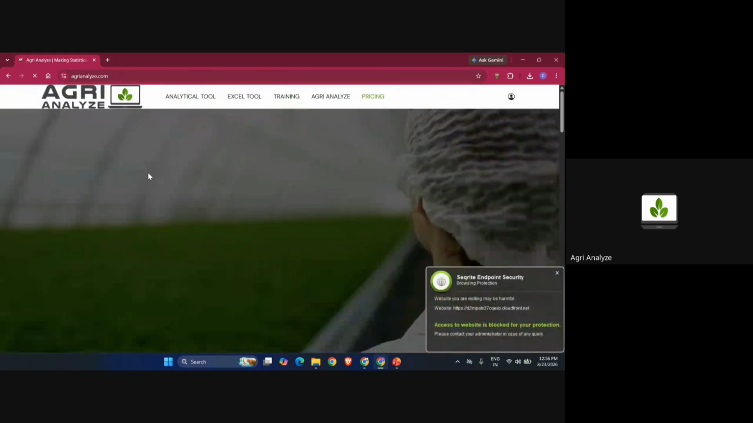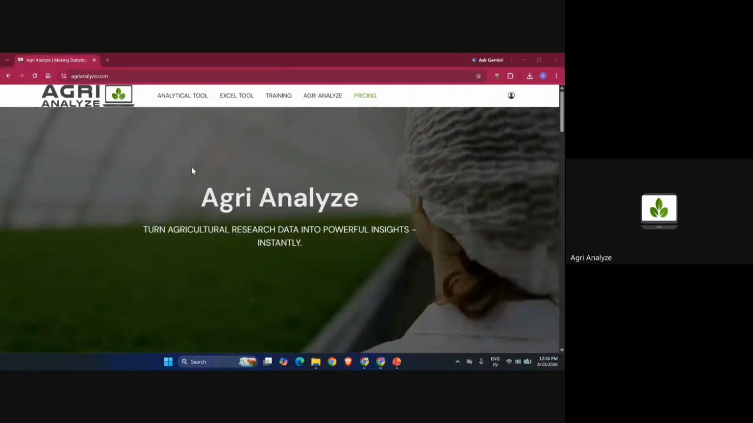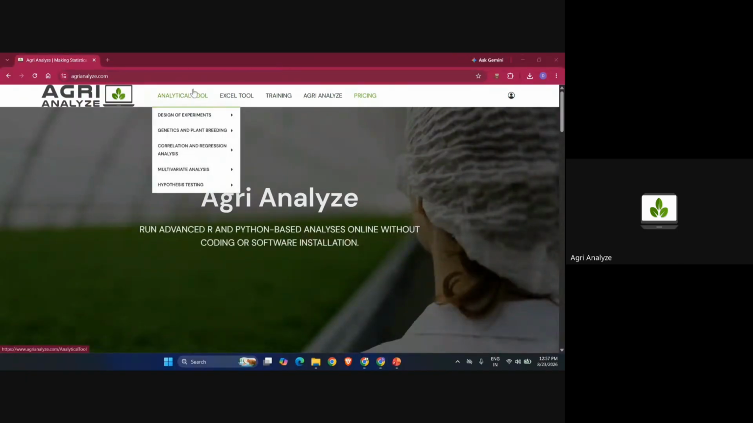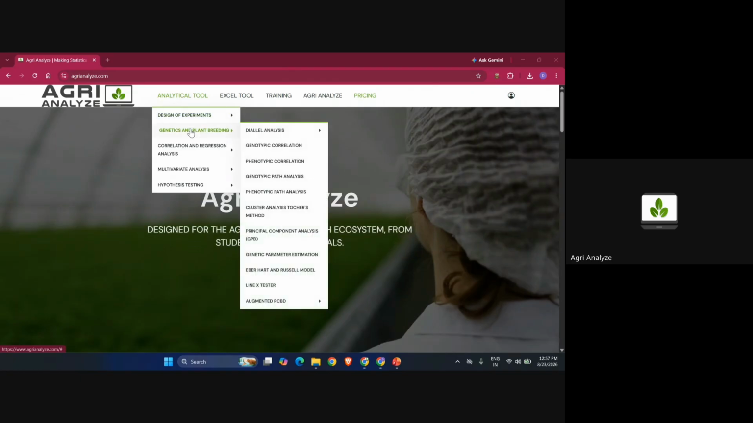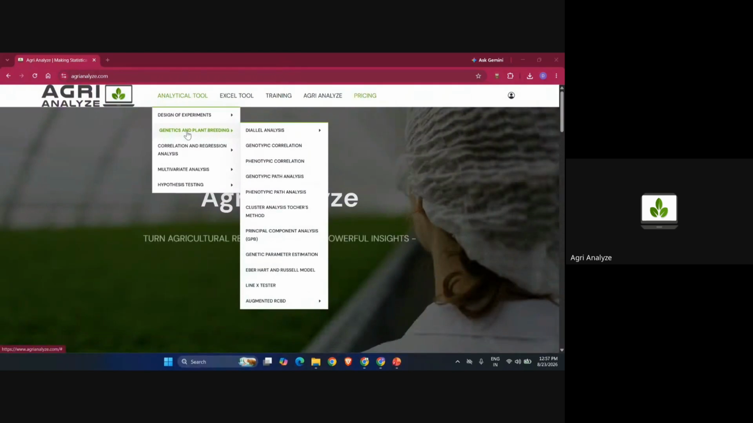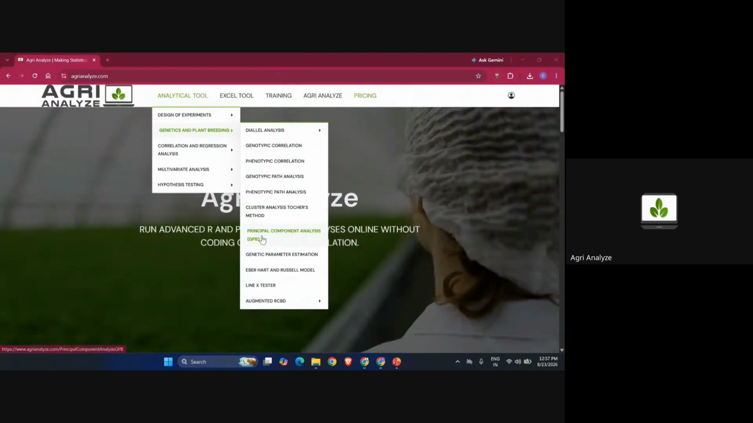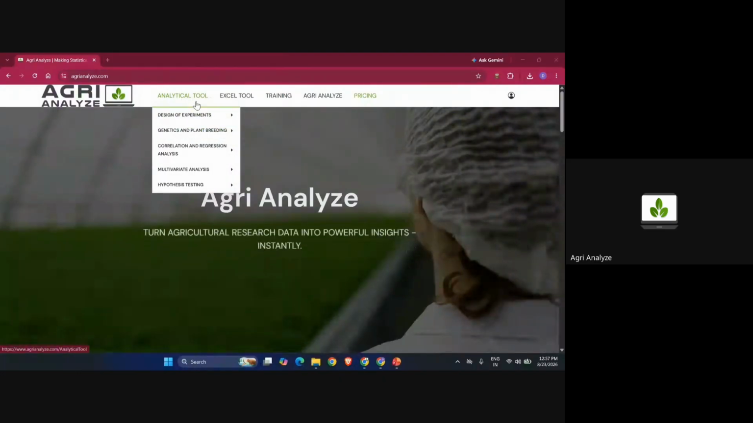So this is the AgriAnalyze site. Okay. So first we have to log in to our site. After logging in, here one icon is there, analytical tool. In the analytical tool, the genetics and plant breeding section is given. In that section, after cluster analysis and Stochas method, here one icon is there. It is principal component analysis. So simply click on principal component analysis in the genetics and plant breeding section in the analytical tool.